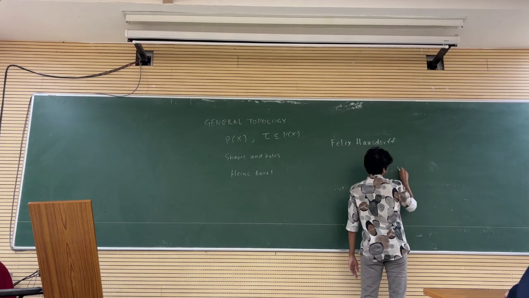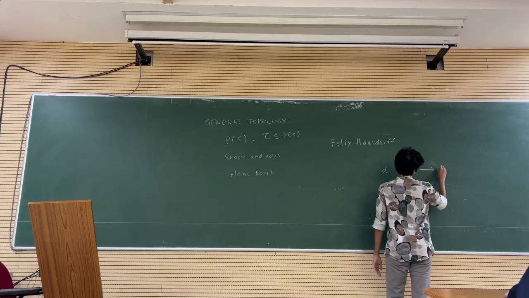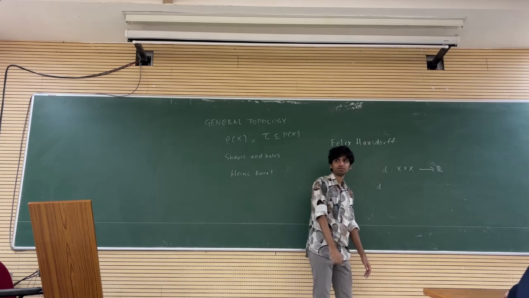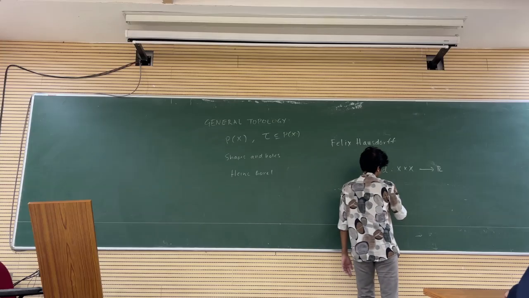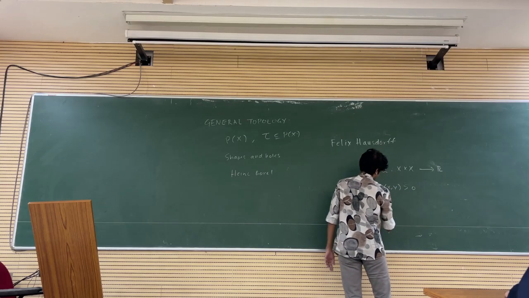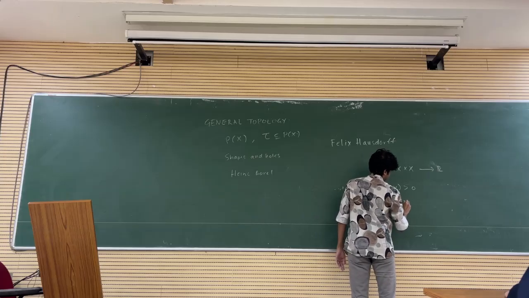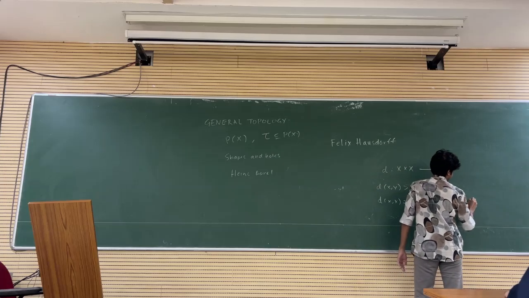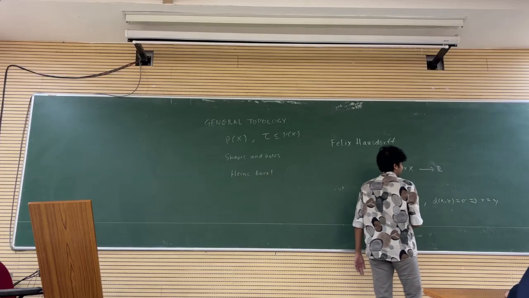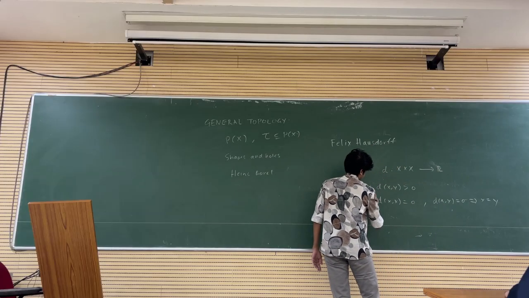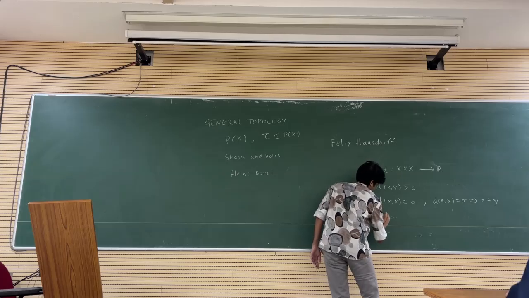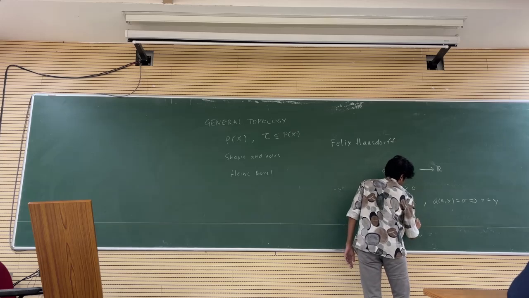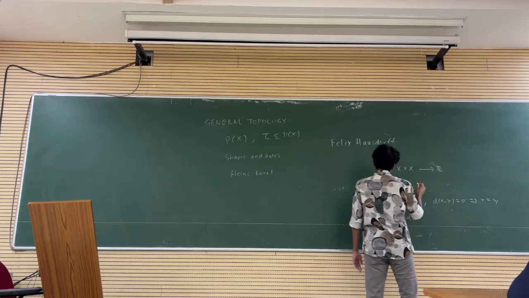So we'll call d a metric if, what are all the conditions for a metric? Positive, zero for two of the same points, and triangle inequality. Also symmetry, that is also there.